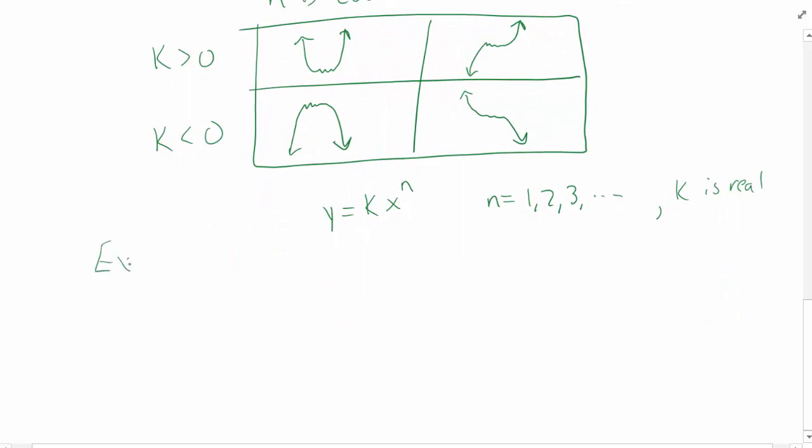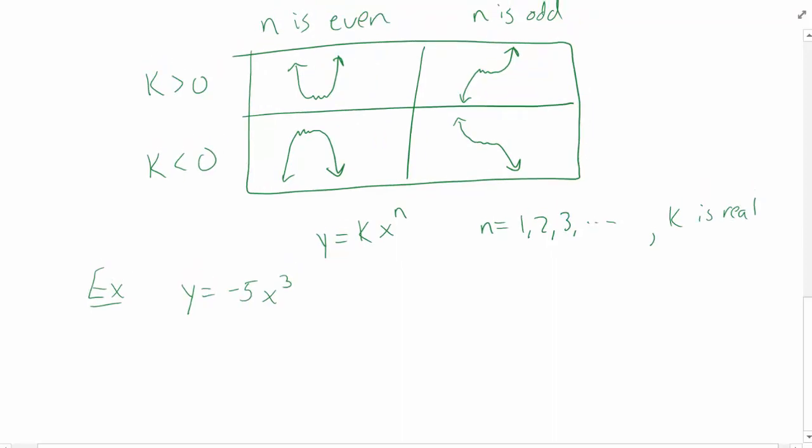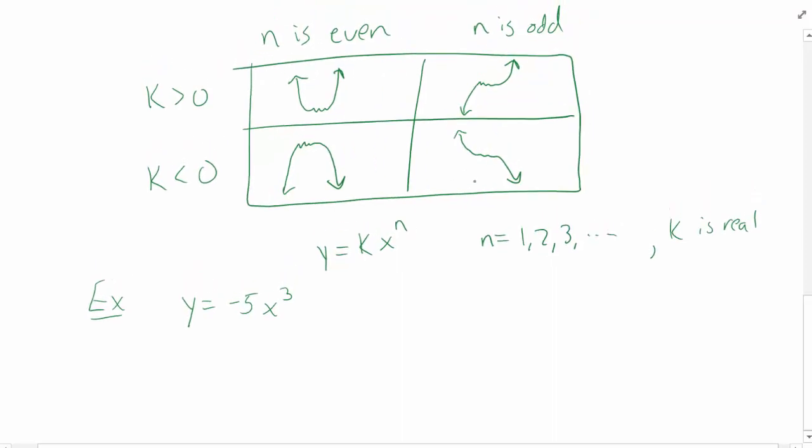Let's find the end behavior of the following functions. Let's start with y is equal to negative 5x cubed. Well, cubed is odd. k is negative 5, which is negative. So if I get this table back in, it looks like I'm over here in the bottom right corner of the table. So that's up, down. Okay, well, that's how you draw it.